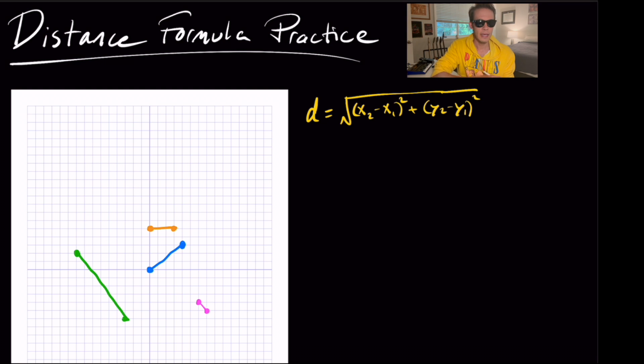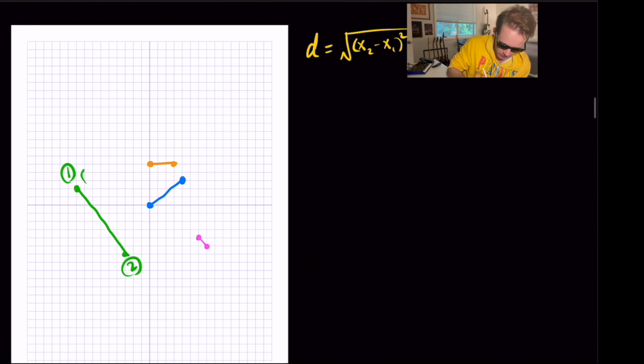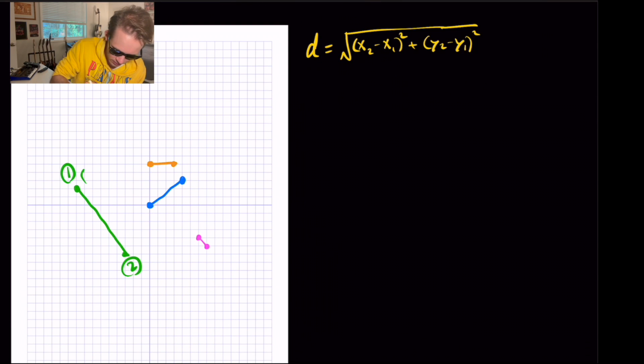The first thing you want to do is assign one of the points, we'll call it point number 1, and call the other point number 2. It doesn't matter which one you call 1 and which one you call 2. So I'm just going to call this one 1 and that one 2. So point 1 has xy values of, let's see, negative 1, 2, 3, 4, 5, 6, 7, 8, 9. So negative 9, and then up 2. So negative 9, 2.